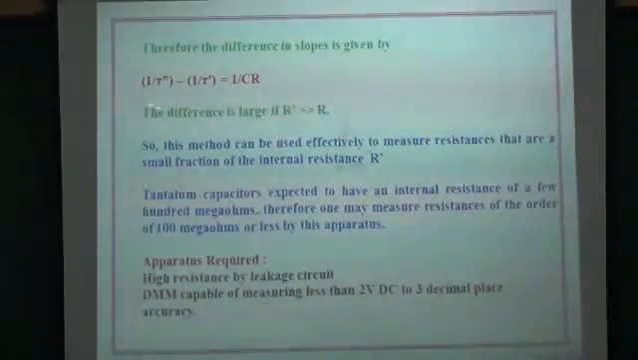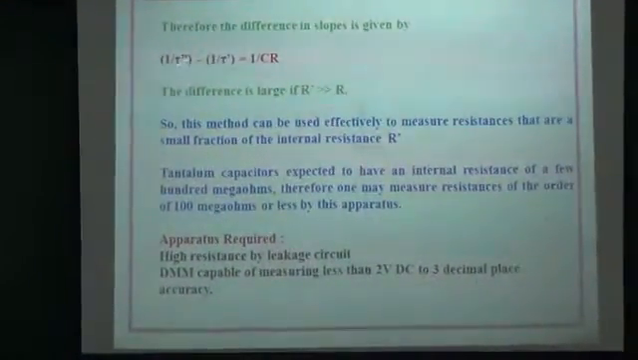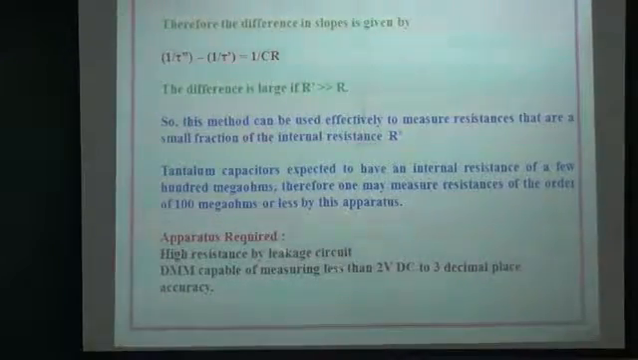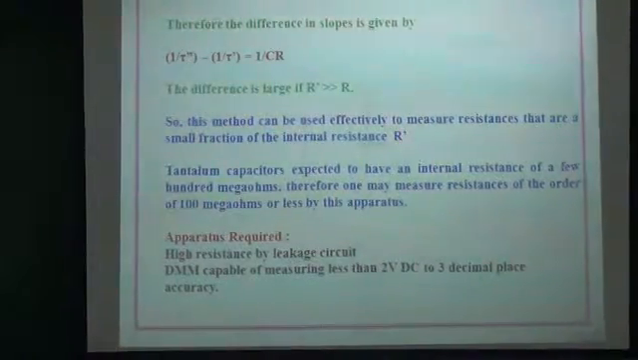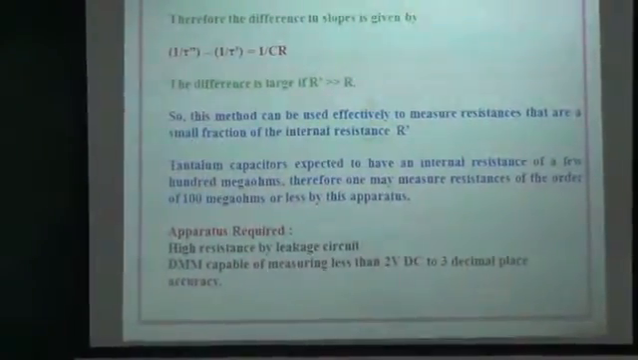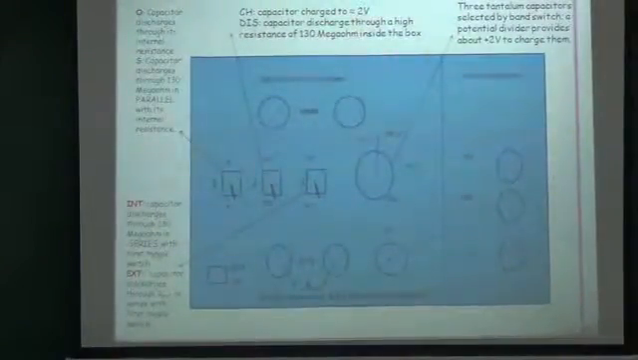And from the slopes of the two, we will be able to find out the external resistance that we want to measure. So slope first and slope second, the difference of the two is 1 over RC, and the value of R can be obtained from this. What we need is a high resistance leakage circuit, which is basically this box, I will explain it to you. And then we need a digital multimeter which is capable of measuring 2 volt DC up to 3 decimal places.